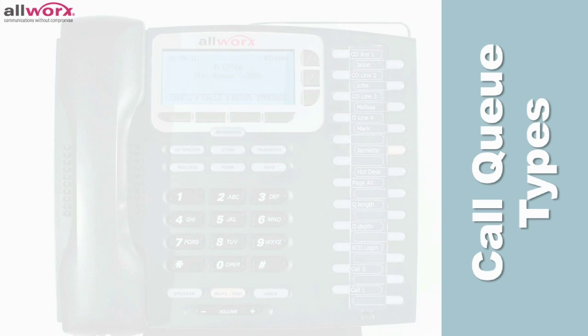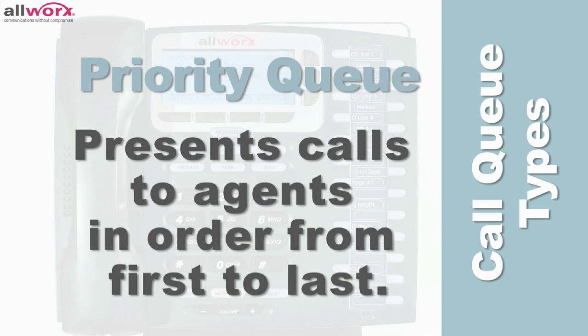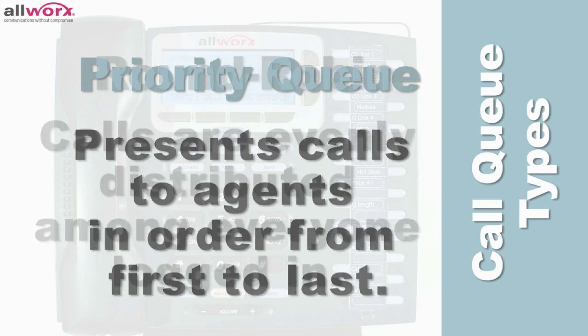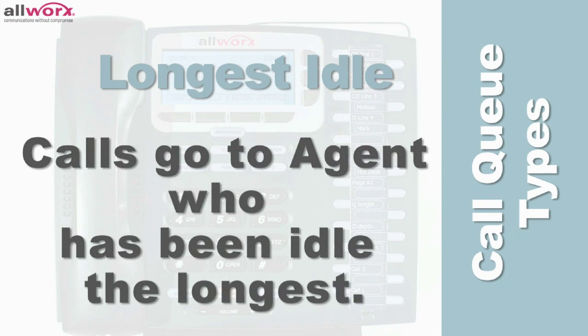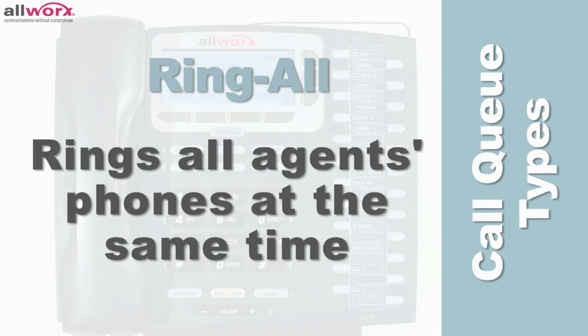The first type is known as a priority queue, meaning that the queue will always present the call to an agent in order, from first to last. The second type is called a round robin, or salesperson queue, meaning the calls are evenly distributed among everyone who is logged into the queue. The third is the longest idle queue, which sends the call to the agent who has been idle the longest. Lastly, the ring all queue means that every call is presented to the entire group, so anyone who is available can answer the call.